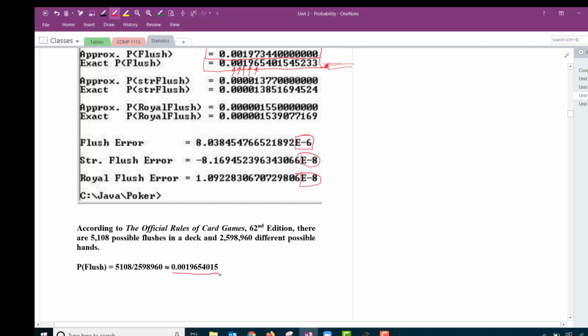So some problems can be solved classically, and then we can compare them to our Monte Carlo version. And other problems are so complicated that we can't ever do the counting, and therefore we're stuck with doing some sort of simulation.